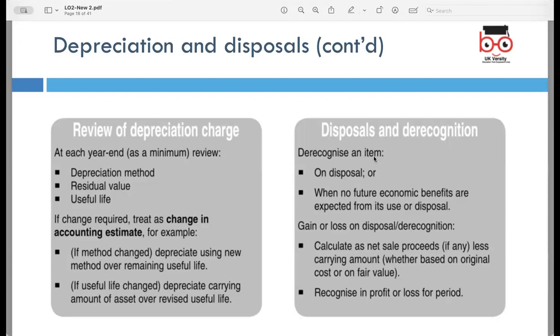Depreciation and derecognition: an asset should be derecognized when it is disposed of or when no future economic benefits are expected from its use or disposal. Gain or loss on disposal: calculate this as the net sales proceeds, if any, less the carrying amount of the asset. So this gain or loss should be recognized in profit or loss for the period.